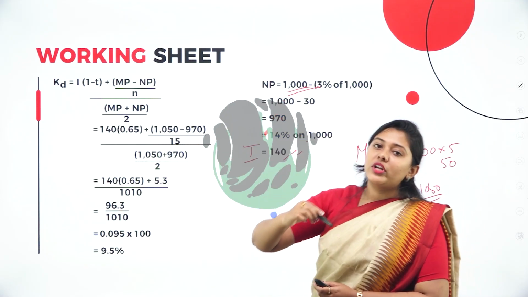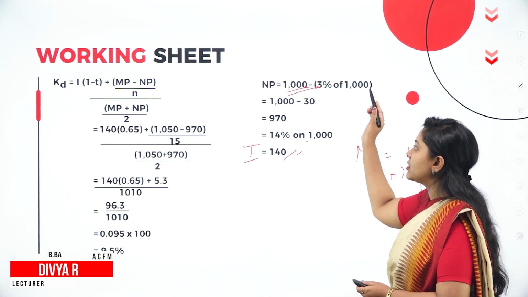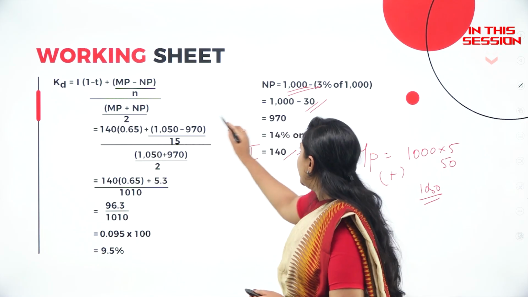They have incurred the flotation cost of how many rupees? 3%. So 3% of 1000 will be 30 rupees. So 970 will be your net receipts.